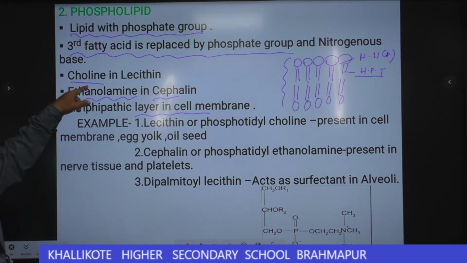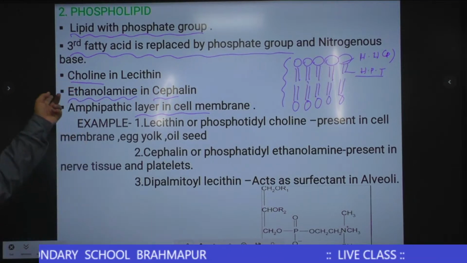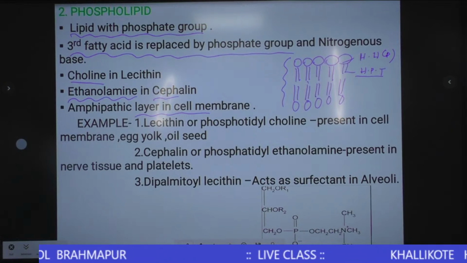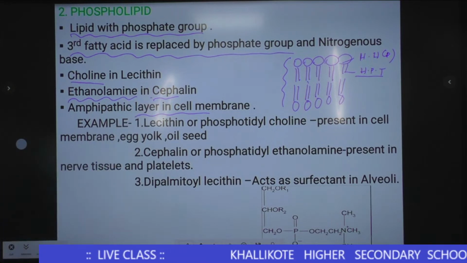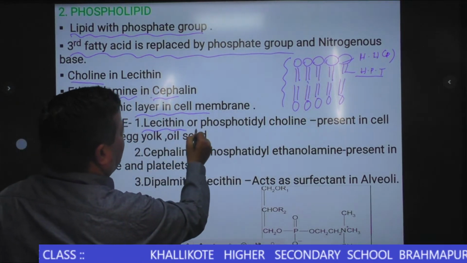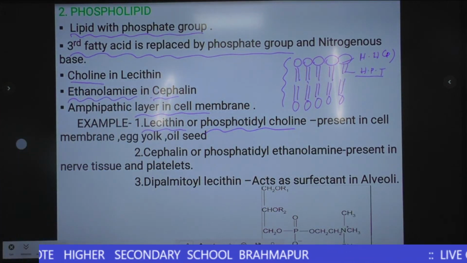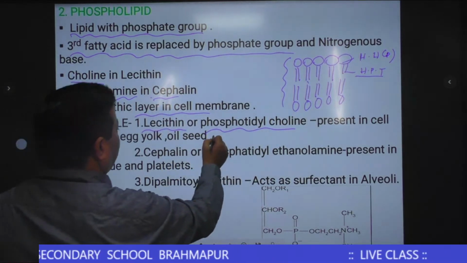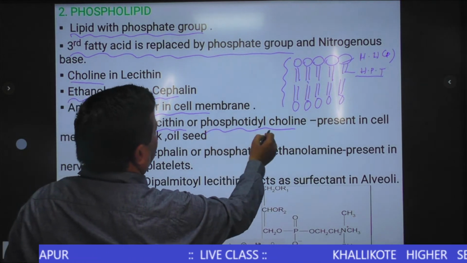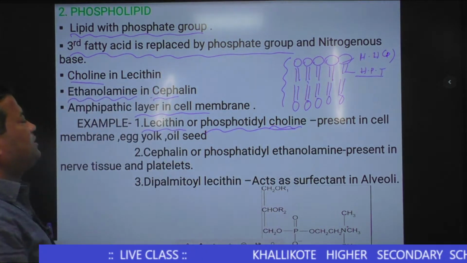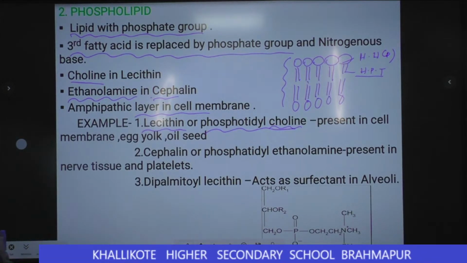Here choline is a nitrogenous base present in the lecithin. Ethanolamine is the nitrogen base of cephalin. So, for example, lecithin or phosphatidyl choline. Here lecithin is also called phosphatidyl choline, means phosphoric acid plus fatty acid plus alcohol plus choline. Choline is a nitrogenous base which remains attached with the phosphoric acid, that forms the lecithin.